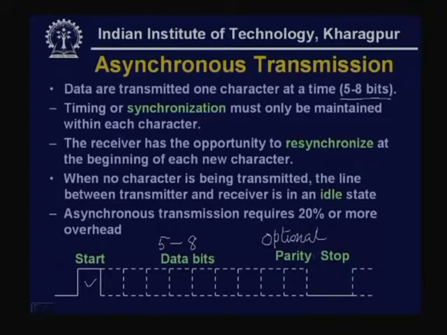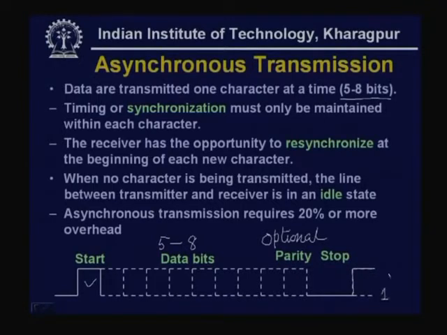If error detection is required, a parity bit is used, then it is followed by the stop bit, and so the synchronization is restricted within this character, which is done with the help of start and stop bits. And then immediately after the stop bit, either another start bit can start, in that case it will become 1, or it can remain 0.